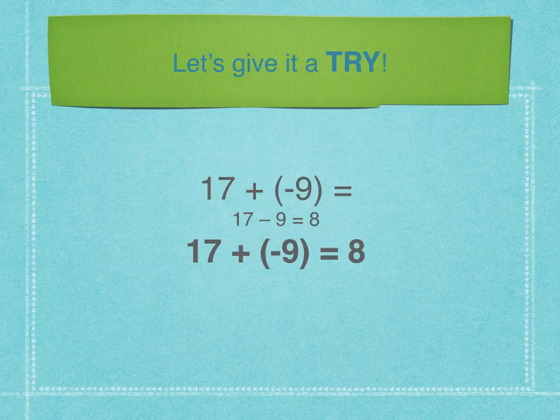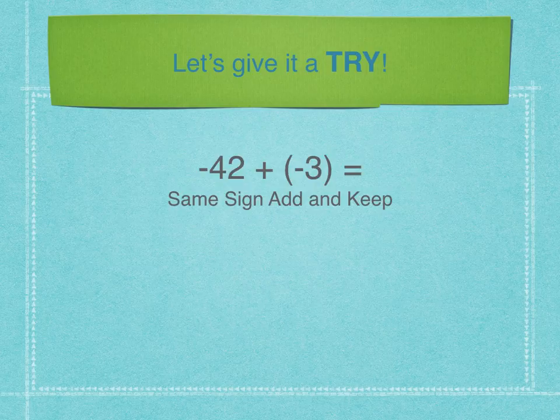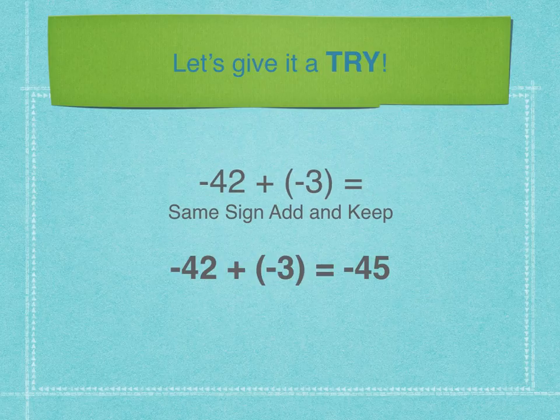Let's try -42 plus -3. What do you notice about these two integers? That's right, they have the same signs, so we will just add and keep the sign. When we add -42 plus -3, this will equal -45.